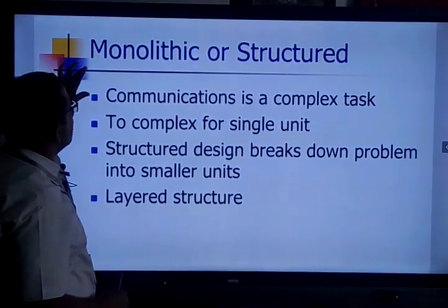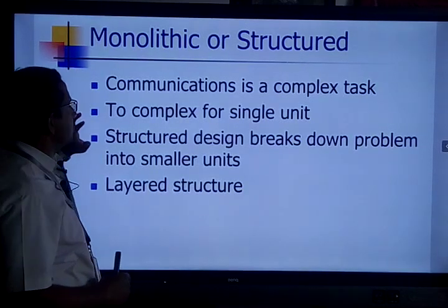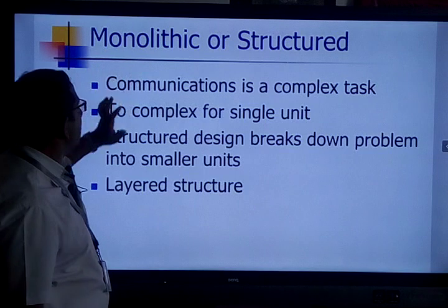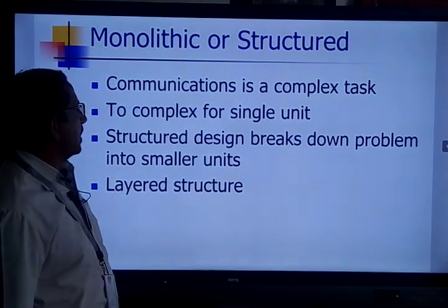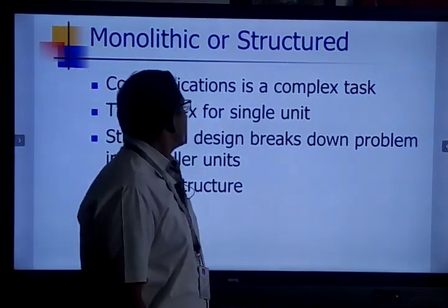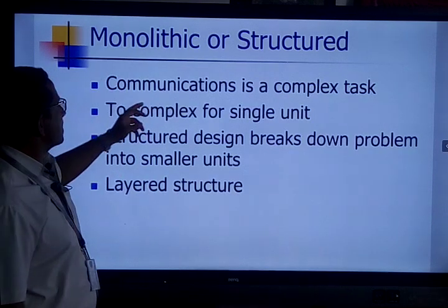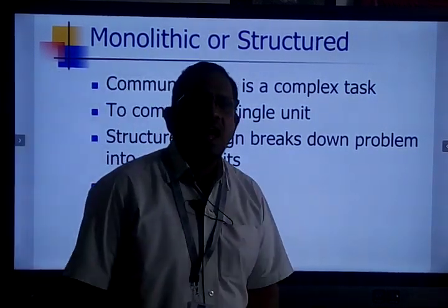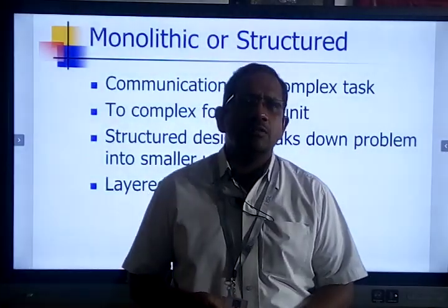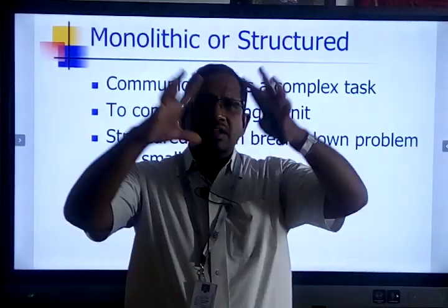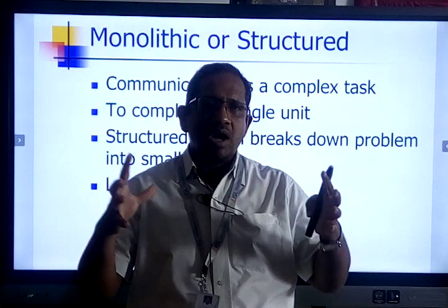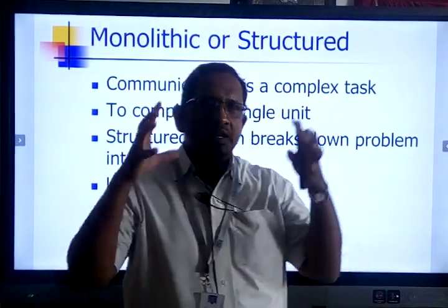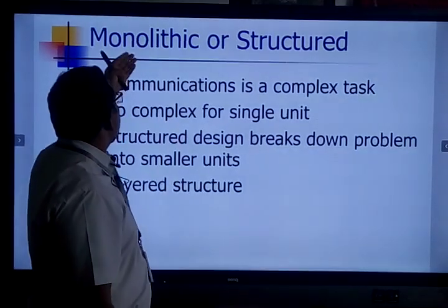The next one is monolithic and structural. Monolithic means what? Monolithic is normally suitable for communications. To perform communications, communicating in monolithic is going to be a complex task. Now we have a monolithic device. What is the meaning of monolithic? All the various components of a system are normally going to sit in a single place. That is going to be called monolithic.